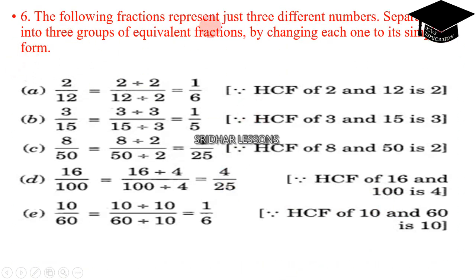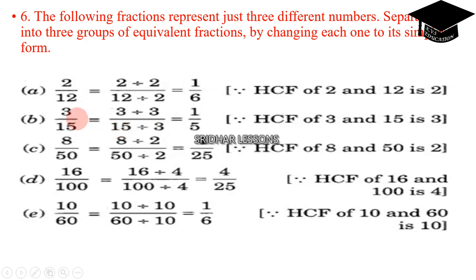The following fractions represent just 3 different numbers. Separate them into 3 groups of equivalent fractions by changing each one to its simplest form. How will we make the simplest form? 2 by 12. The HCF of 2 and 12 is 2. Therefore, 2 divided by 2 by 12 divided by 2 is equals to 1 by 6. This is how we can make this fraction a simplest form.